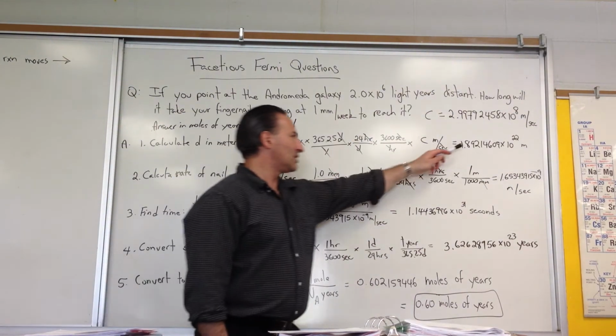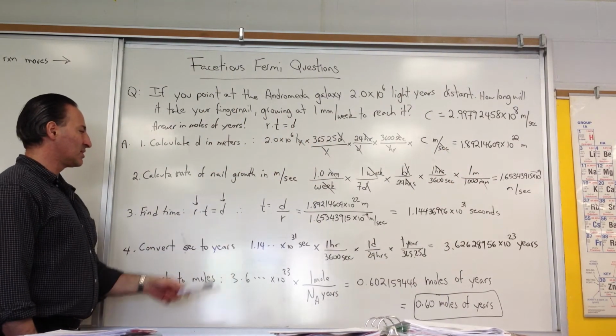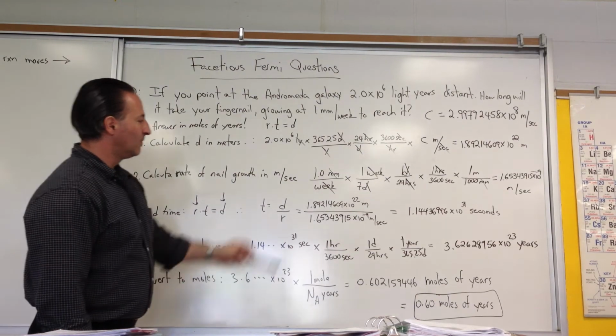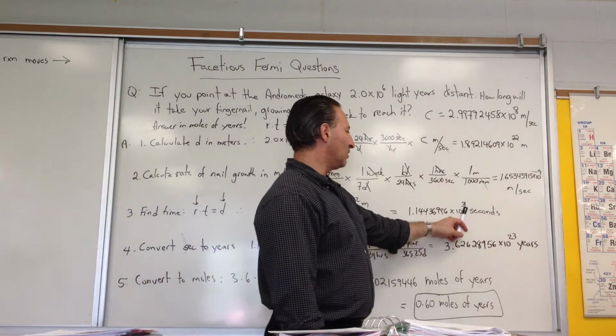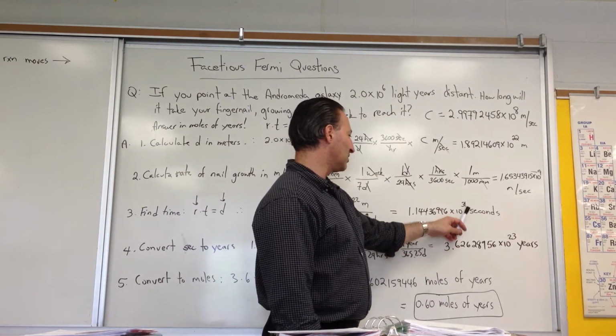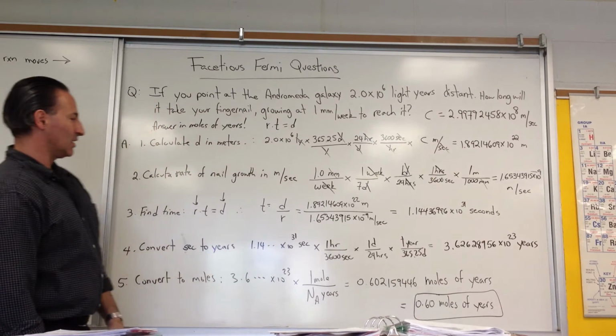Now that we've got a distance and a rate, we can plug them into the rate equation. Rate times time equals distance. We solve for t. Two numbers, one divided by the other, gives you that it'll take the fingernail 1.14 times 10 to the 31 seconds to reach the Andromeda galaxy.